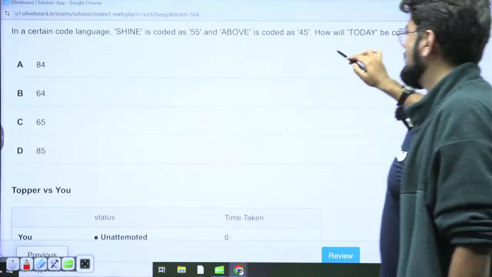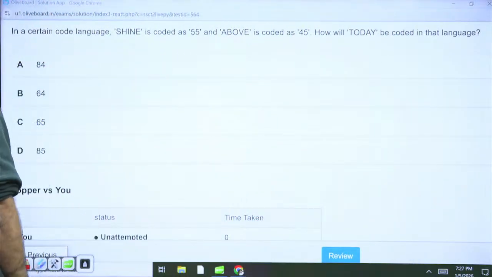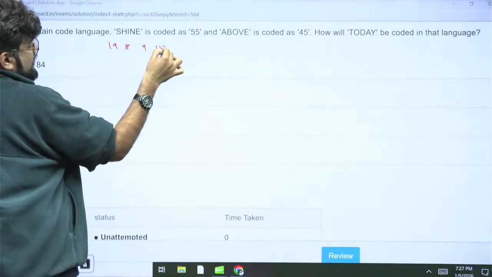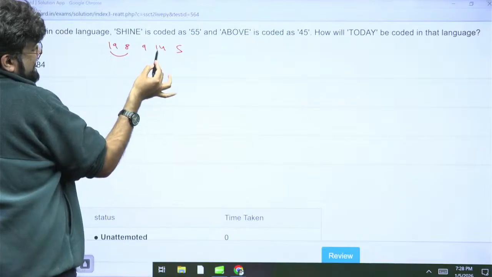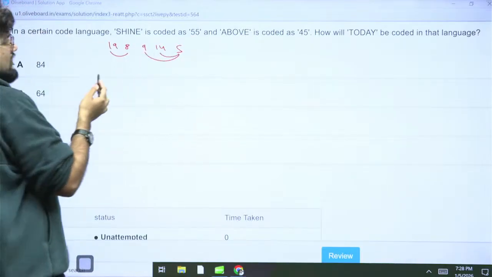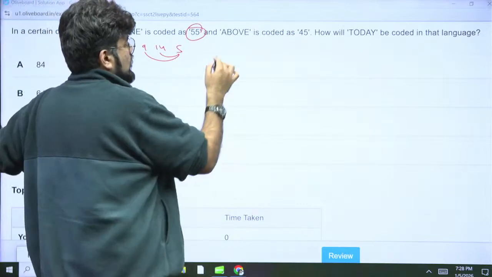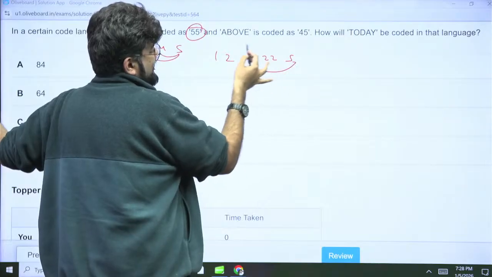Shine is coded as 55, above is 45 today. So the first thing which we'll do is we'll add up the place values. So 19, 8, 9, 14, 5. So this is 27. Opposite letters, 14. So 9, 5 is 14, 14, 28. 28 and 27 is 55. Okay. 1, 2, 15, 22, 5. So this is 20, 25, 45.